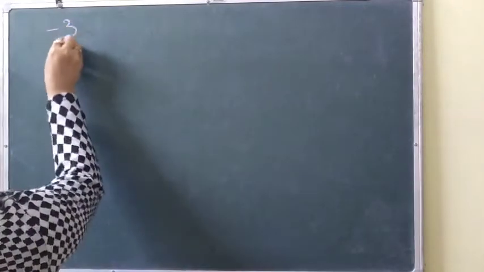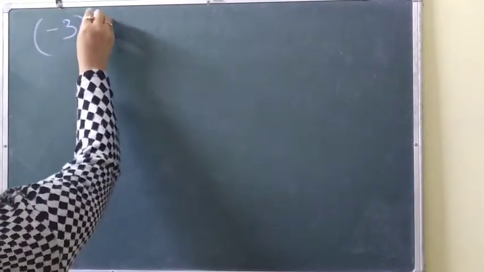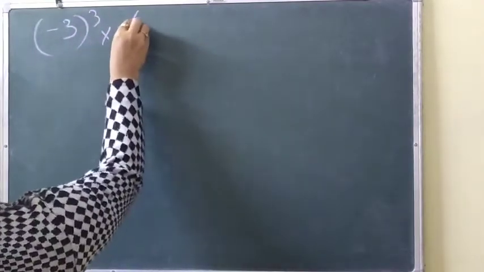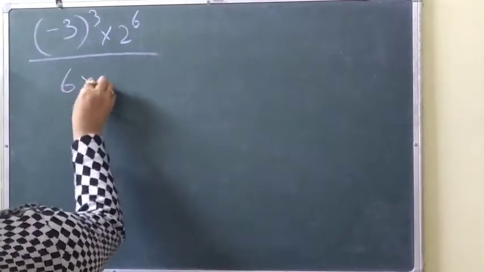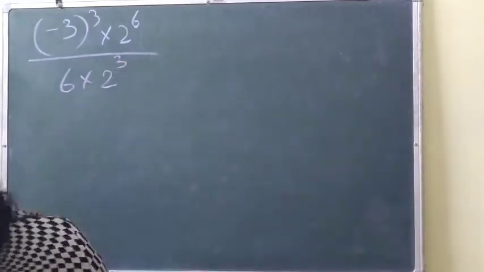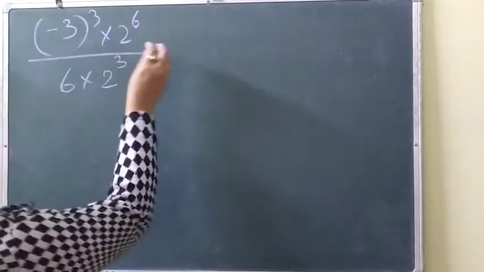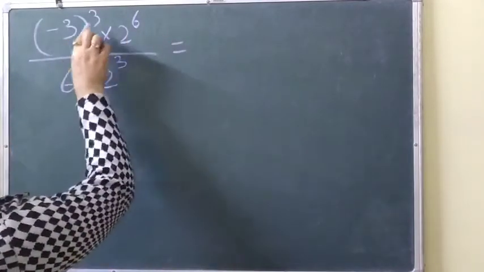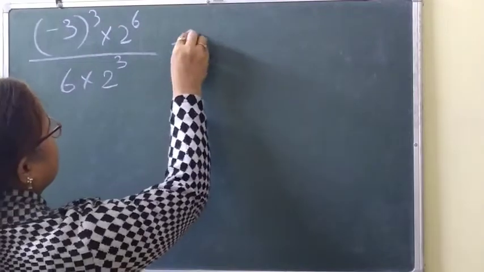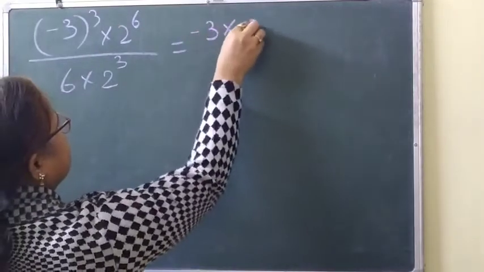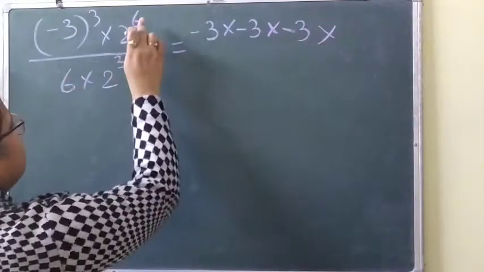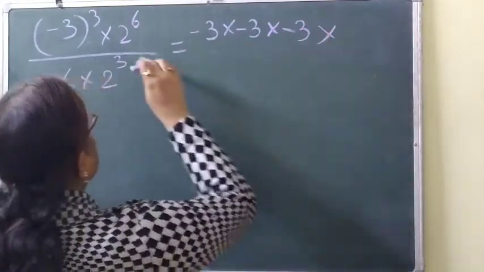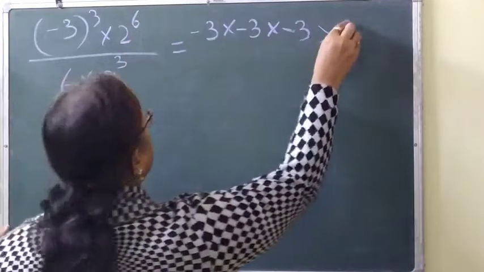Now the next question is minus 3 to the power 3 into 2 to the power 6, divided by 6 into 2 to the power 3. Clear? This is the question. How will we solve it? So here minus 3 to the power 3 means minus 3 into minus 3 into minus 3, into 2 to the power 6. So here 2 to the power 6 is given.